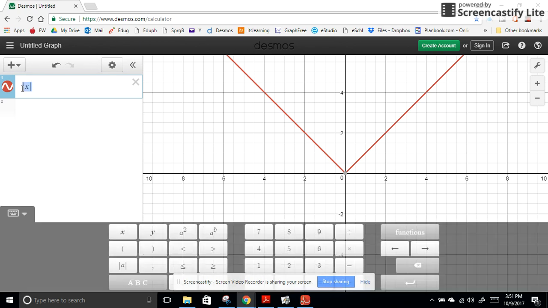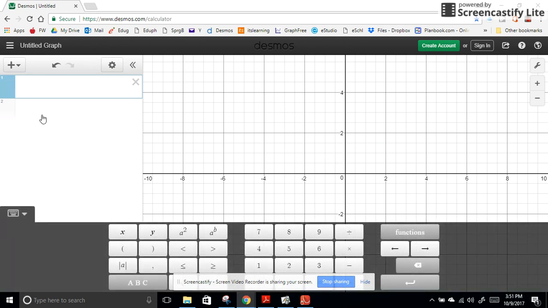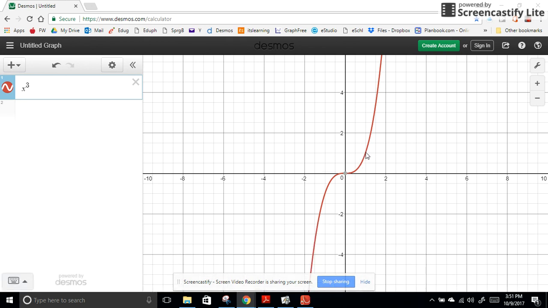Okay. If you wanted to change your function, we plug in x. There's the y equals x line. Raise it to the third power. There's that graph that they gave us a while ago. 0, 0, 1, 1. Trying to get it on exactly 1. 1, 1.